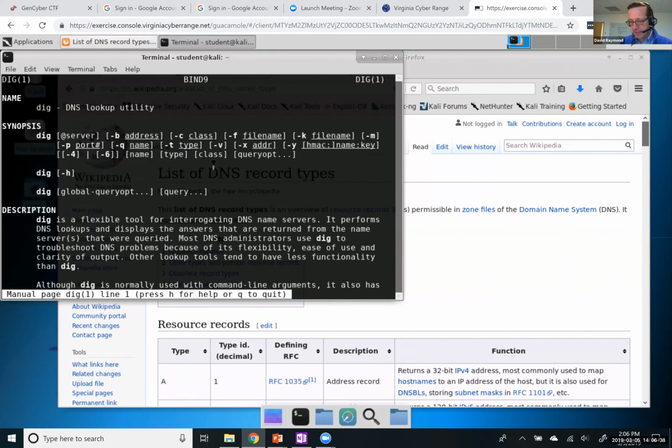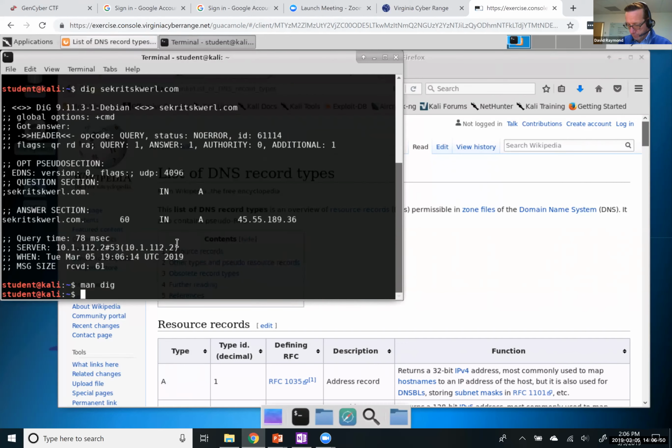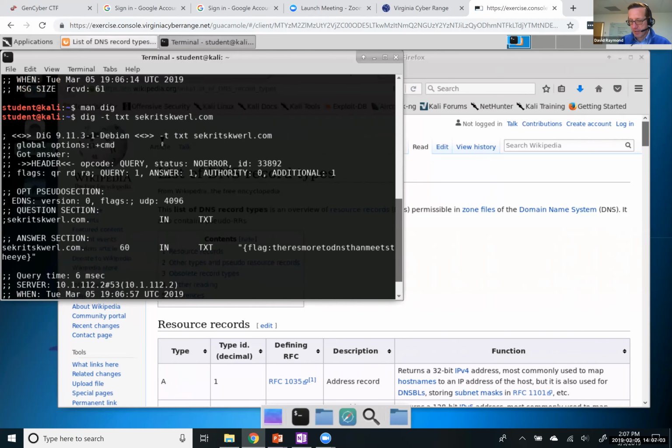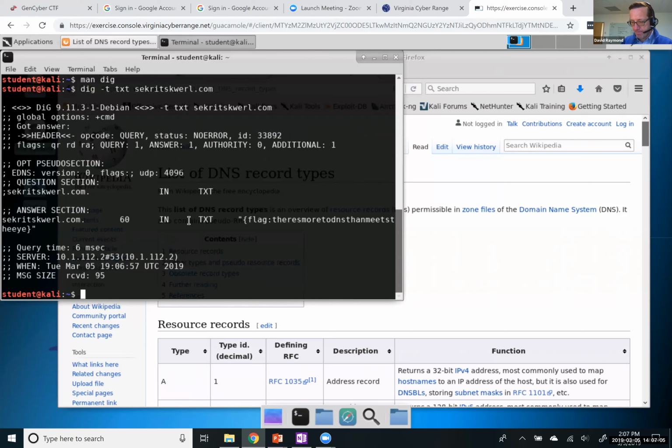One thing I can do is say dig, and there's the record type, -t type. So I could say dig -t txt. I did this thing where I said dig -t txt secretsquirrel.com, and so here's the flag. It's the TXT record, right? It says flag. There's more to DNS than meets the eye.